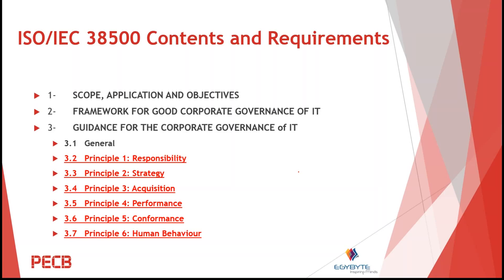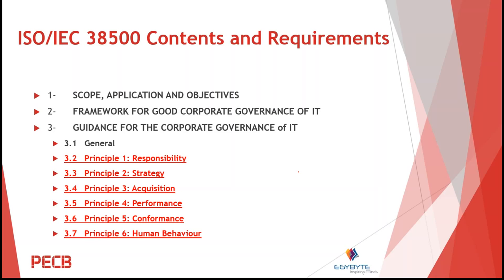The second clause is the framework for good corporate governance of IT. What does it mean to have corporate governance of IT? It's a definition. And the third and last one is guidance for the corporate governance of IT, and it has seven parts. Six of them are the six principles we are talking about. So the full guidance provided by this standard is just from principle 1 to principle 6, from 3.2 to 3.7 inside this standard. And they are principle 1, responsibility of top management and their commitment.